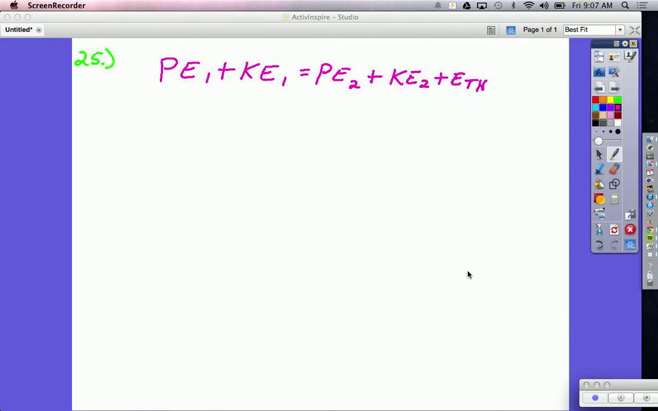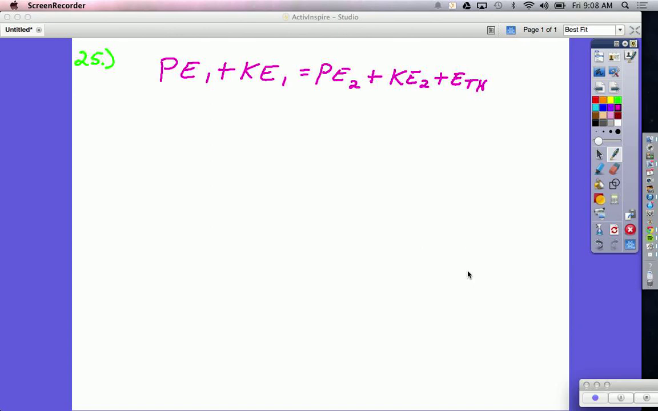Number 25 from the energy review paper. In this problem, a bullet is fired into a block of ballistics material, and it's going to go into the ballistics material 0.04 meters. We know that there's a resistive force from that material of 15,000 newtons, and we know the mass of the bullet is 0.1 kilogram. I did not draw a picture for this one because a picture is provided on the review paper for you.